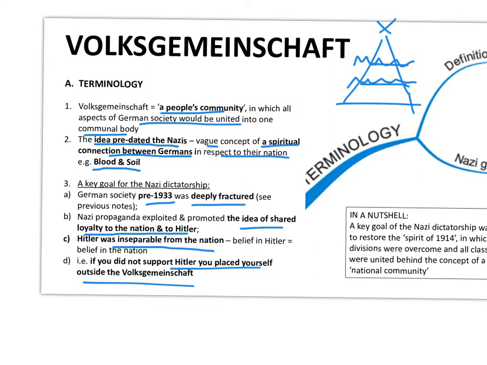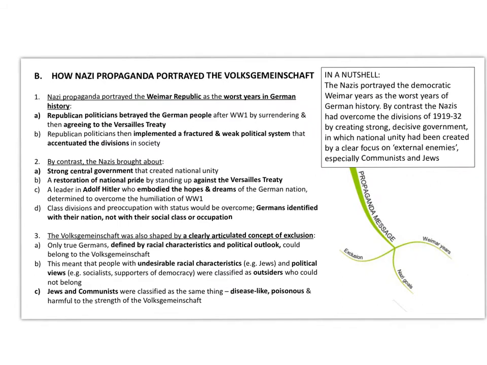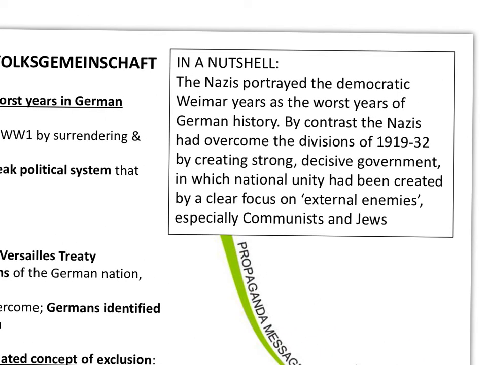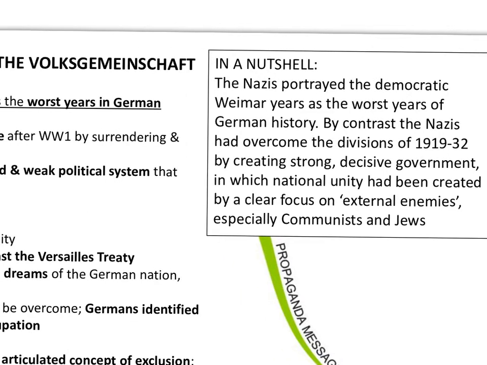Now let's develop it a bit more: how Nazi propaganda portrayed the Volksgemeinschaft. In a nutshell, the Nazis portrayed the democratic Weimar years as the worst years of German history. Germany became divided. There were lots of political parties, each representing different sectors of the population. This is what democracy had done: too much freedom, and the German people ended up grouping into different groups.